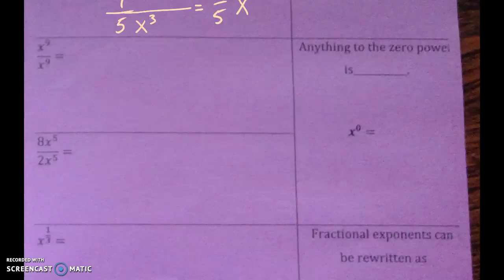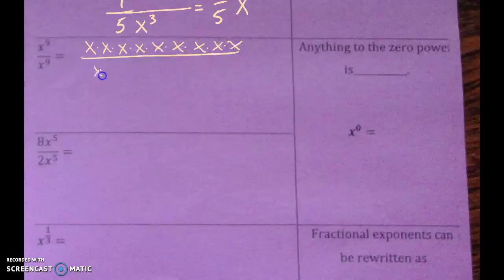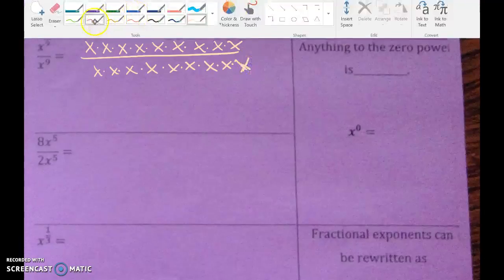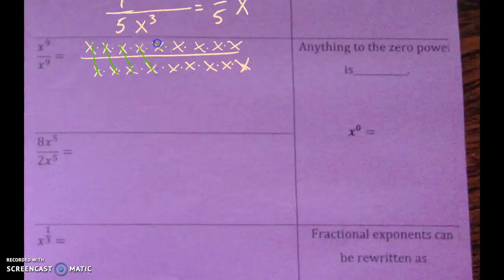All right, x to the 9 over x to the 9, well, if we write that out, 4, 5, 6, 7, 8, 9. Take me a second here. 1, 2, 3, 4, 5, 6. All of these cancel out, right? 1, 1, 1, 1, 1, 1, 1, 1, 1. They divide to 1, so we're left with 1. Anything to a 0 power is 1. X to the 0 is 1, right? 9 minus 9 is 0, so that's how we would get x to the 0 from that.